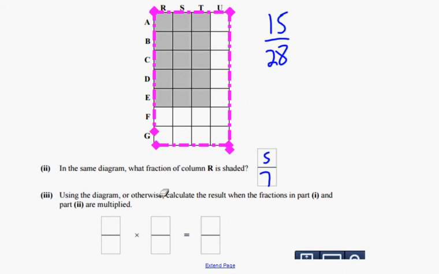Okay, now look at this. Using the diagram or otherwise, calculate the result when the fractions of part 1 and part 2 are multiplied. So part 1 is 3 out of 4, part 2 is 5 out of 7. When you combine them together, we're going to make 15 out of 28. So that's how much of it. When we multiply this row with this column, we actually find out how much overall is shaded. So that's interesting to know.